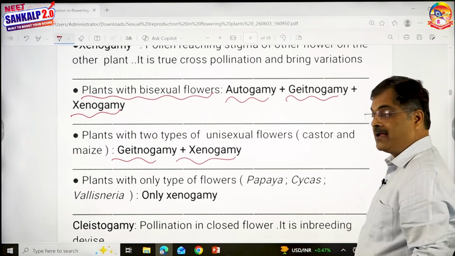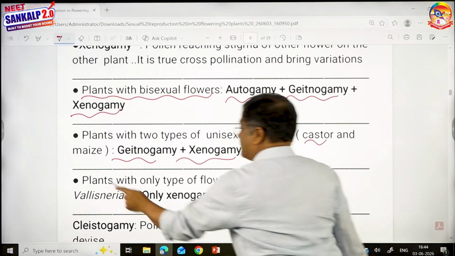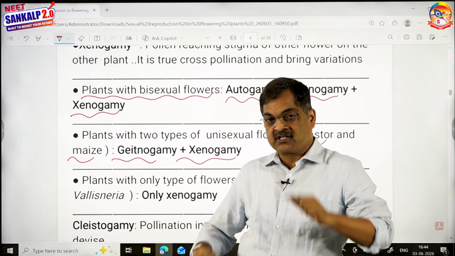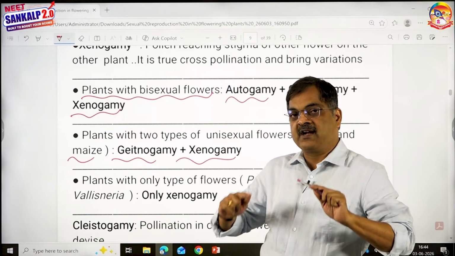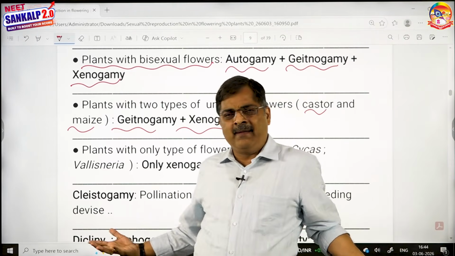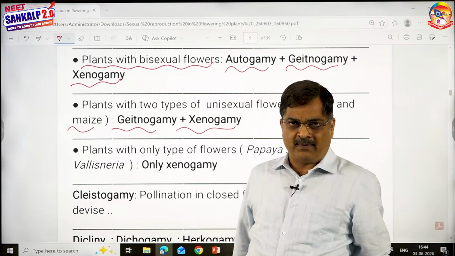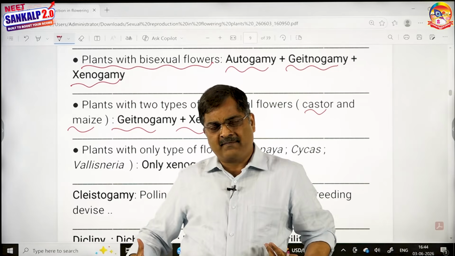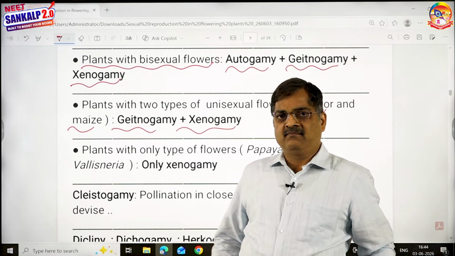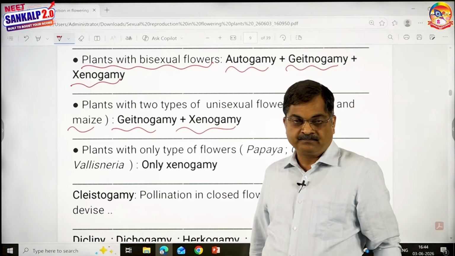If I have two types of flowers, such plants are called monoecious plants. Castor and maize, monoecious. Remember this word, monoecious. Male and female flowers present on the same plant. Then sometimes, entirely I'm a male plant, entirely I'm a female plant. Because on me only male flowers, on me only female flowers, either male or female. Such plants are called dioecious.